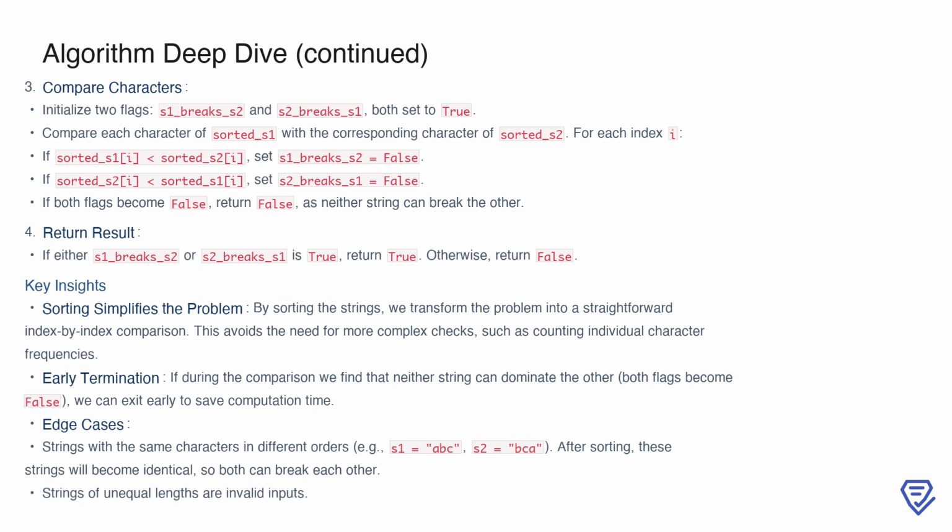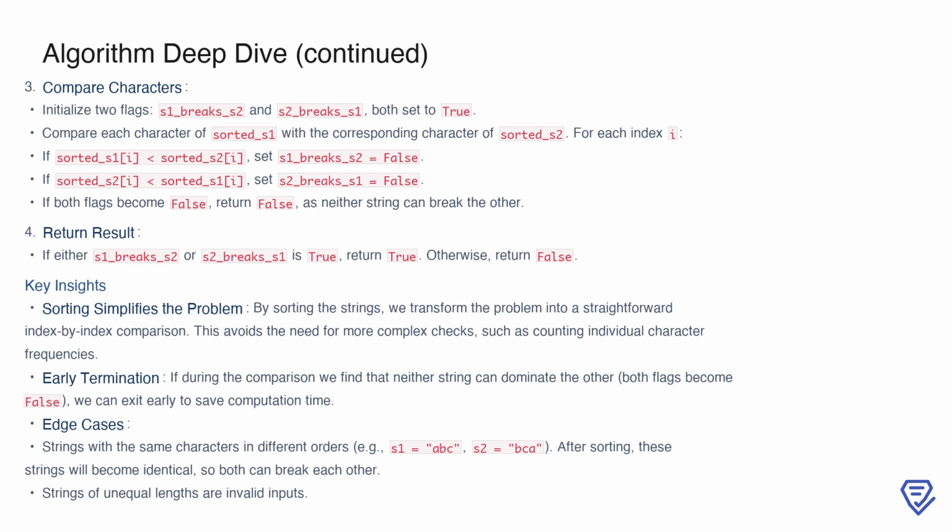Once the strings are sorted, we move on to comparing their characters. To do this, we initialize two flags, S1 breaks S2 and S2 breaks S1, both initially set to true. These flags help us track whether one string can consistently dominate the other. For each index i, we compare the characters at that position in the sorted strings.